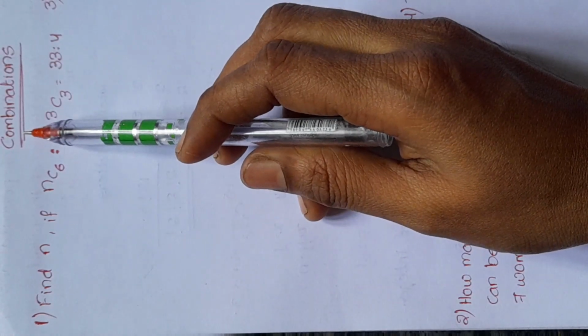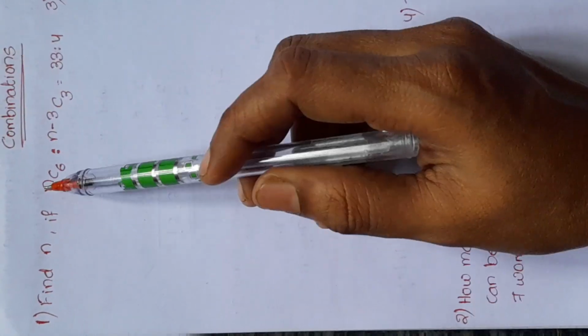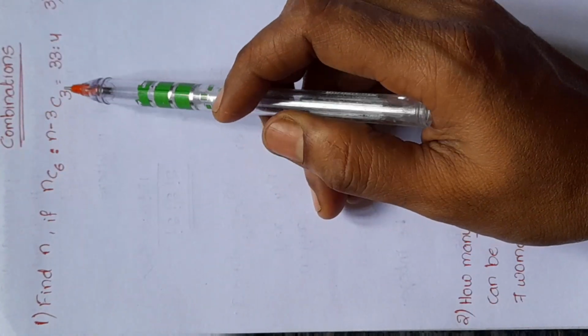Today our topic is combinations. The first question is: find n if nC6 is to (n-3)C3 is equal to 33 is to 4.